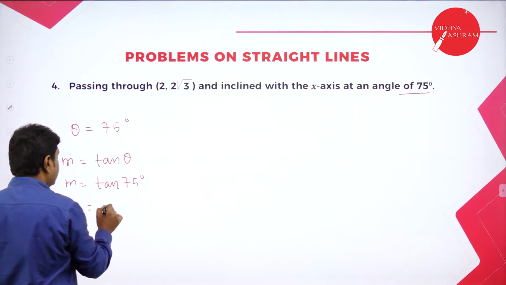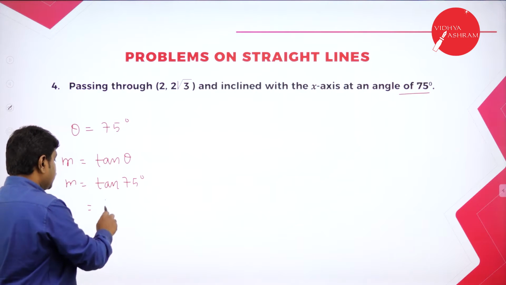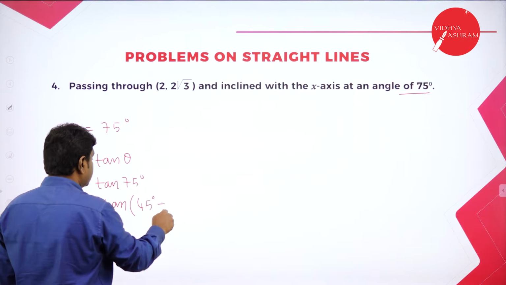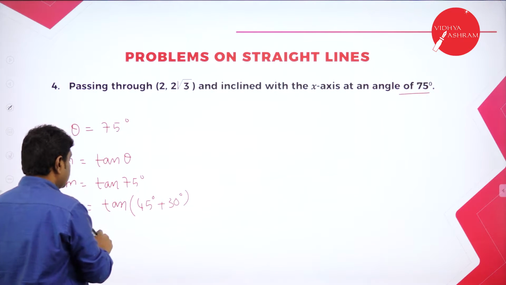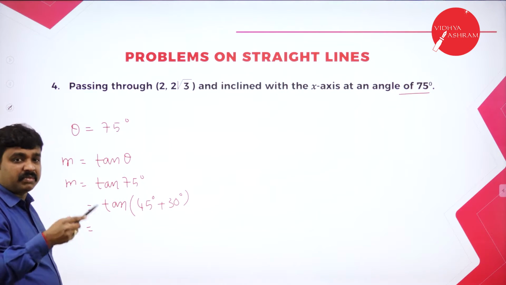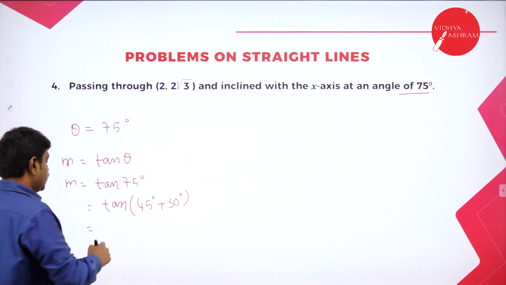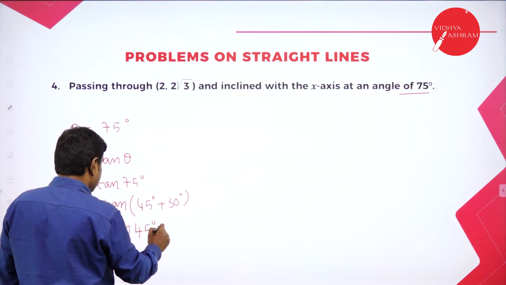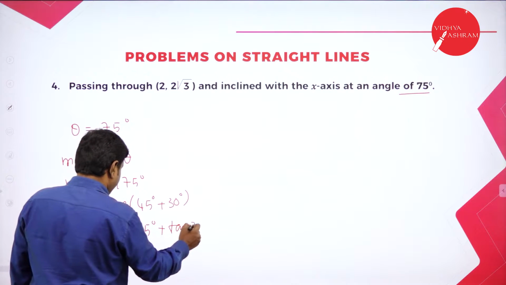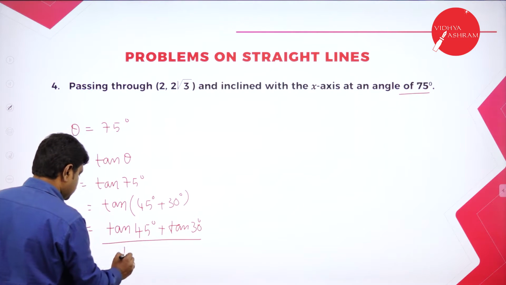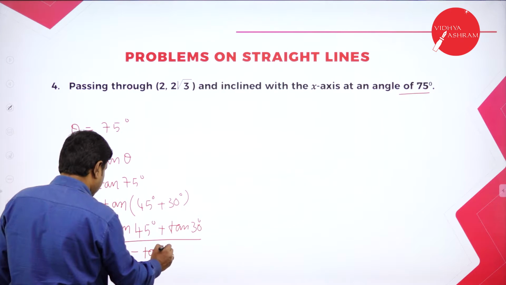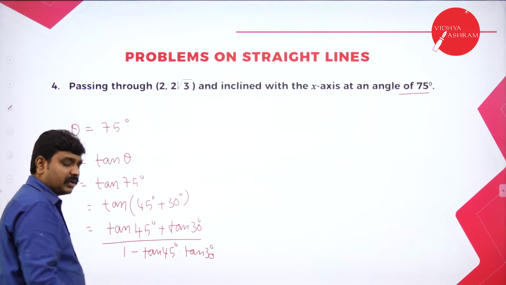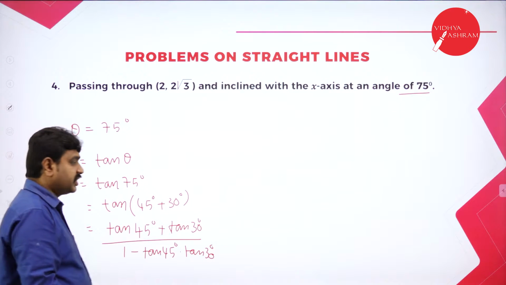What is 75 degrees? Can I rewrite it as a plus b form? Can I write it as tan of 45 plus 30 degrees? Now it is tan of a plus b. Tan of a plus b means tan a plus tan b by 1 minus tan a into tan b. So we can use compound angle: tan 45 plus tan 30 divided by 1 minus tan 45 into tan 30. While discussing angle between lines, I gave the compound angle formula. Again, you will be learning compound angle formula in trigonometry.